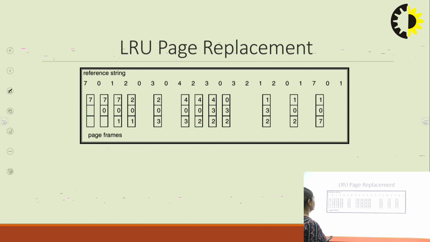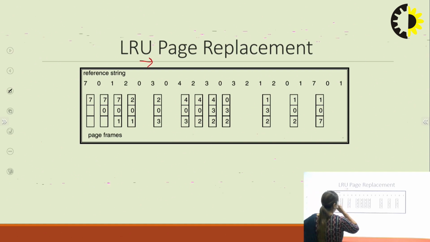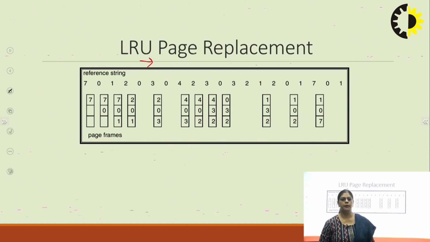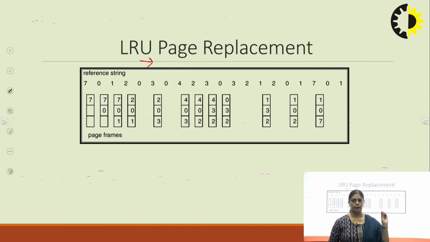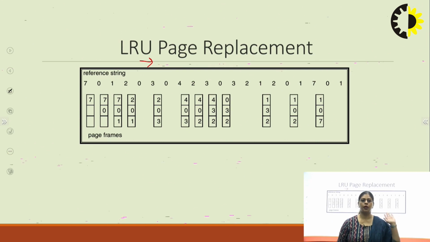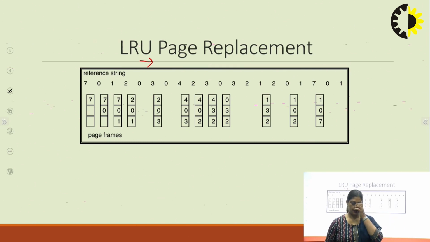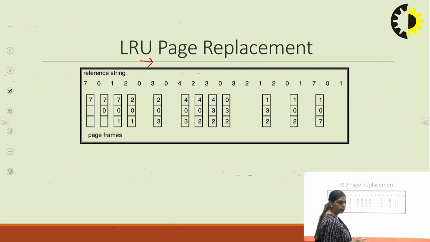Now, least recently used algorithm, right? Least recently used algorithm means the page which is not used for a longer time in the past can be replaced. So the logic behind this is, if it is not being used for a longer time, that means it is not required for the time being, right? So we can replace it. So it is the reverse of the optimal.